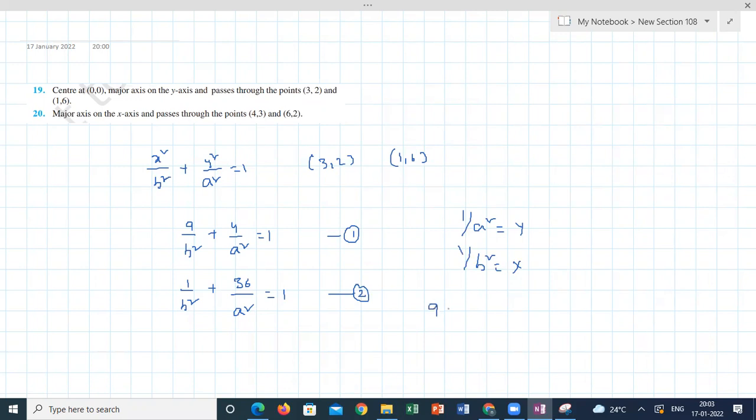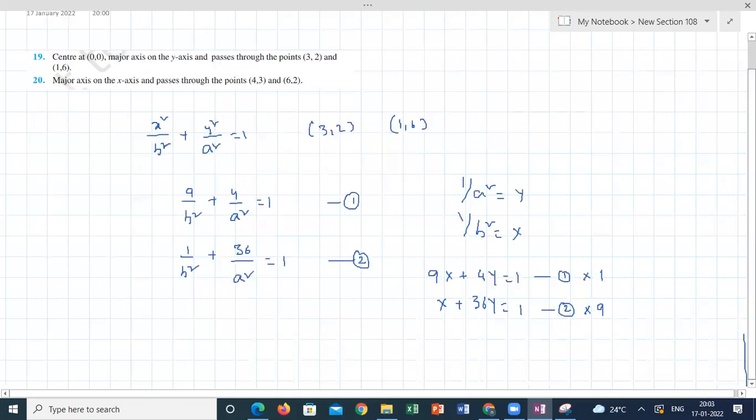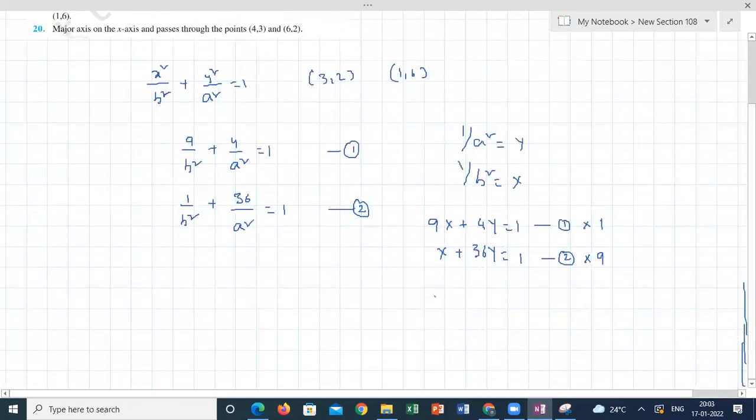I will get two linear equations: 9x plus 4y is equal to 1, x plus 36y is equal to 1. Solve these two equations and let me know the values of 1 by a square and 1 by b square. Once you get the 1 by a square, 1 by b square values, your job is done. I am multiplying this one with 1 and this one with 9. So what I will get? 9x plus 4y is equal to 1.